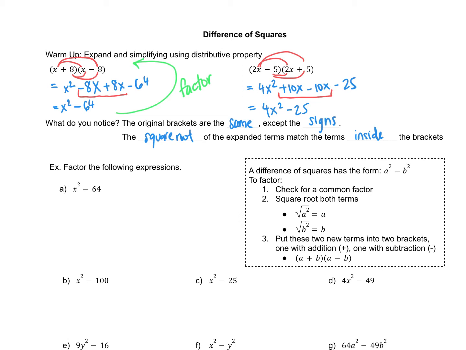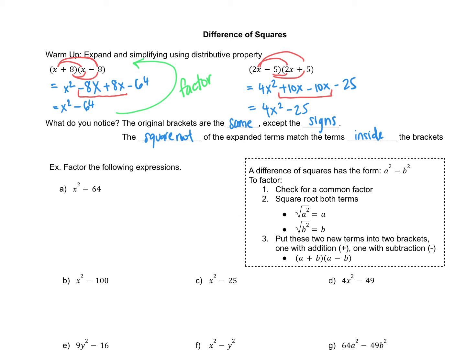Now the way you factor this is very quick. You don't have to think about any magic numbers. The calculator can do the work for you. You just have to remember the process. So our first step is always going to be to check for a common factor, because that's always what you have to do. Sometimes if there is a common factor and you forget about it, you might not be able to factor anything. Then you're going to square root both of your terms.